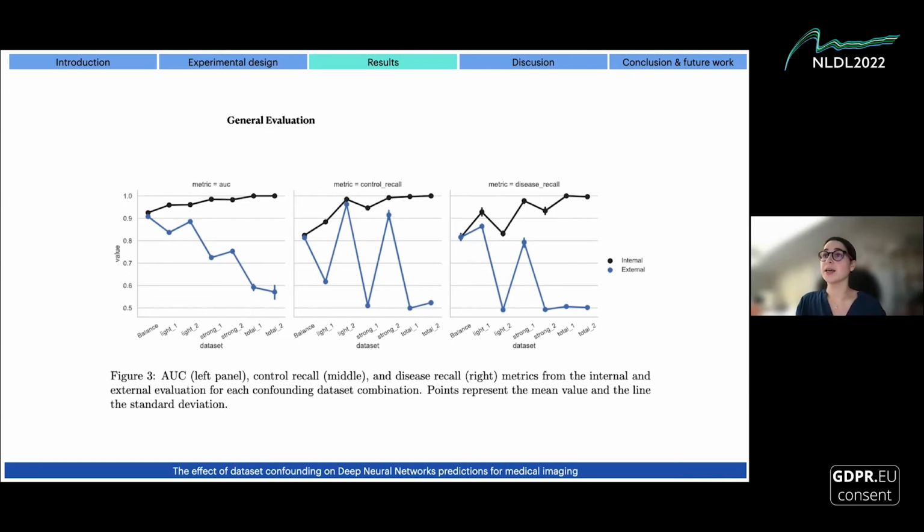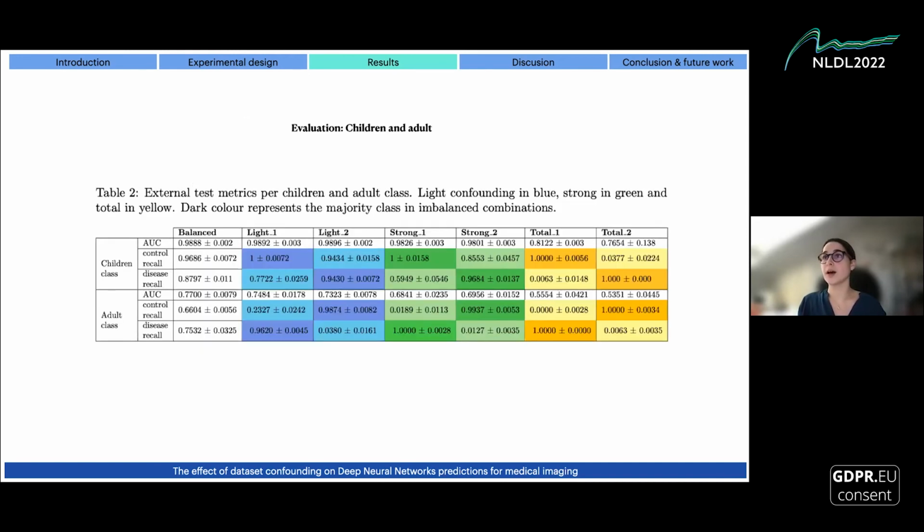And then in the case of light and strong confounder, we see that it drops, but there is a lot of variation between combinations 1 and 2 in both the light and the strong, for both the control and disease. To understand this, we can analyze it separately, observing how the children class and the adult class behave.